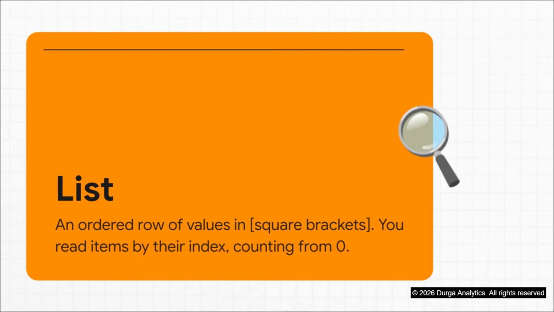Next up is the list. A list holds your sequence data inside square brackets, with everything separated by commas. Now listen, this is the crucial point, and you literally must burn this counting from 0 rule into your memory right now. You read items by their index, and the first item is always at index 0, meaning prices[0] is your first price. This trips up nearly every beginner, so lock that in immediately.